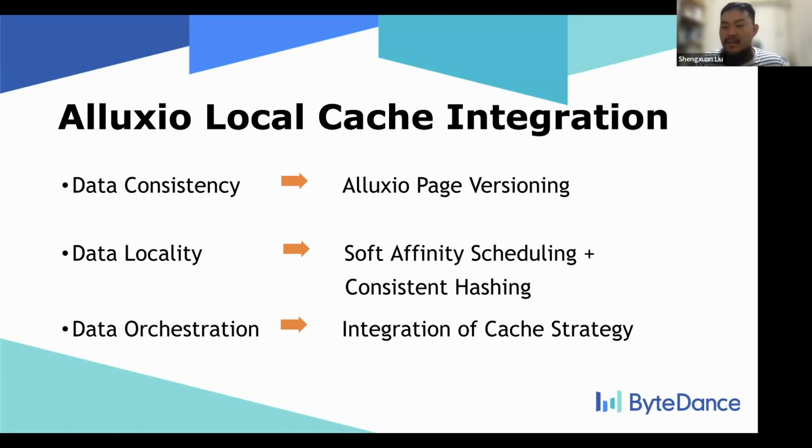Data locality means the framework of the storage of the distributed cache, and we have 2 main strategies: soft affinity and consistent hashing. Third is data orchestration, which means how we use the cache efficiently. For this one, we introduce our own cache strategies.